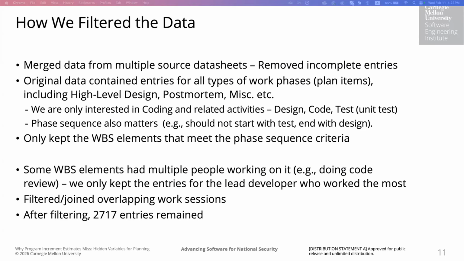There is another thing here. The phase ordering is also significant, so we don't want a case where the work starts with unit test and ends with design. All of these are mapped to the same development phase in Jira, but the phase sequencing matters there also. However, we did allow some leniency because real-world development work often does not follow the theoretical progression model. So we did an initial filtering to only keep the WBS elements that have some coding activity in their phase sequence. Then we looked at the results manually and developed heuristics for selecting the final list.